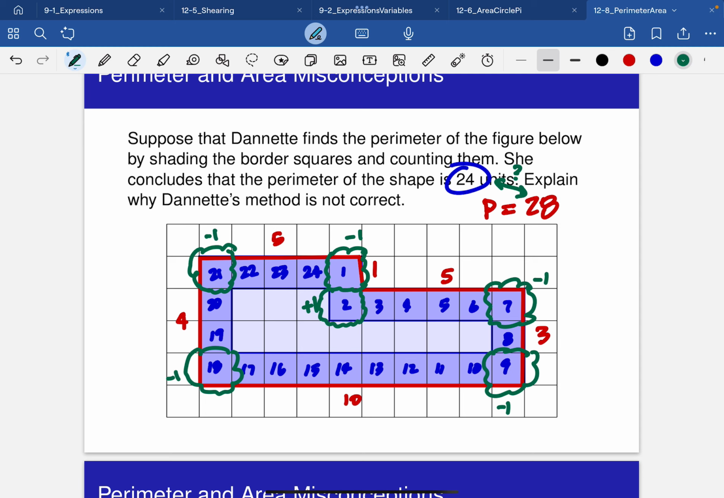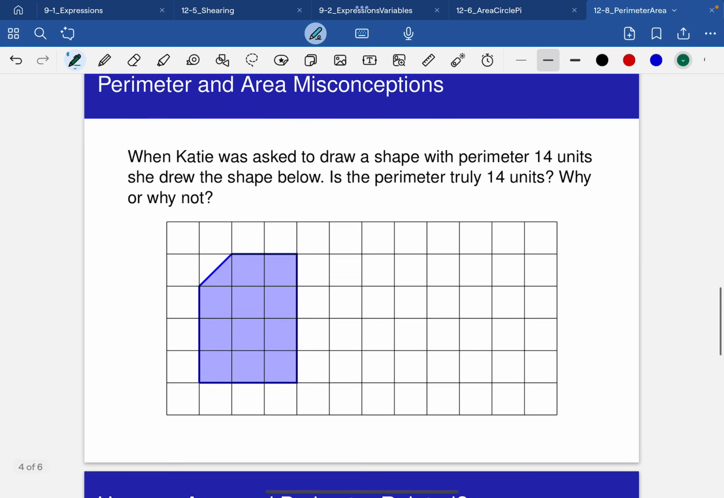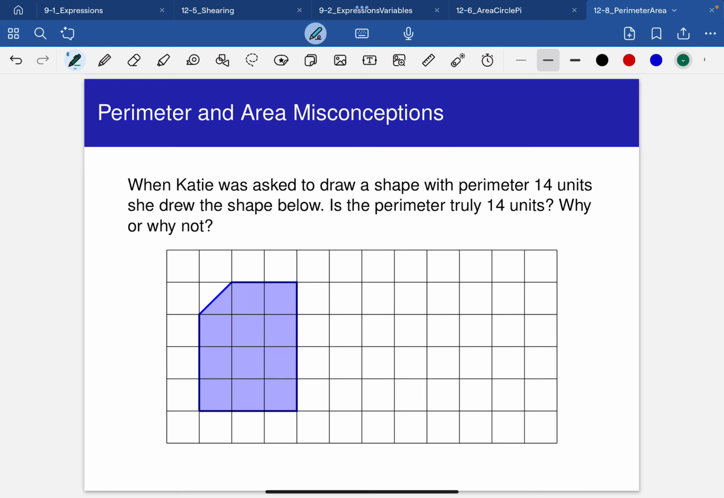So something you will undoubtedly run into if you get to teach perimeter, and especially shapes that are drawn on square grid paper like this. So be prepared. Here's another typical misconception about perimeter. When asked to draw a shape with a perimeter of 14 units, she drew the shape below. Is the perimeter truly 14 units?